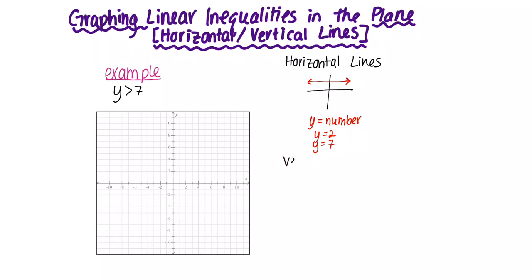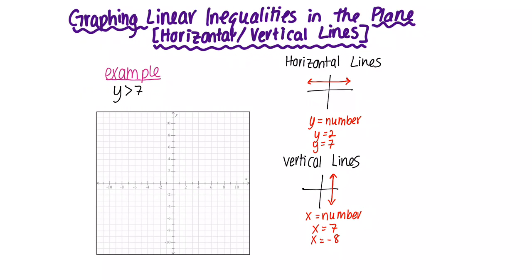For vertical lines, those are the straight up and down lines where all the x values are the same. So this is going to be x equals some number, like x equals 7 or x equals negative 8. So x equals some number.